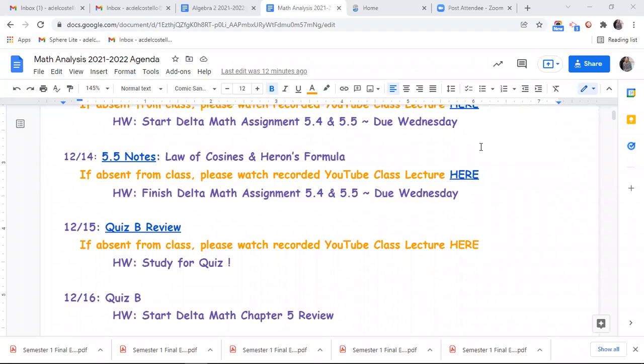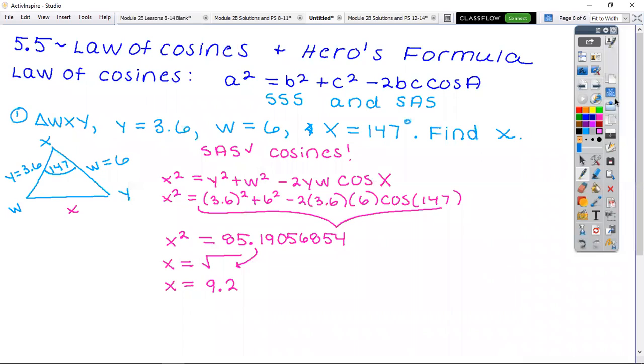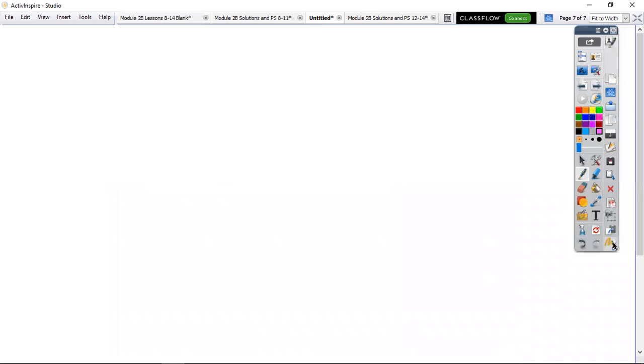All right, so quiz B review. So we're going to start right with the determine the number of possible triangles type of question. All right, so I'm going to find a blank sheet and begin. So at the top, you can title this quiz B review.